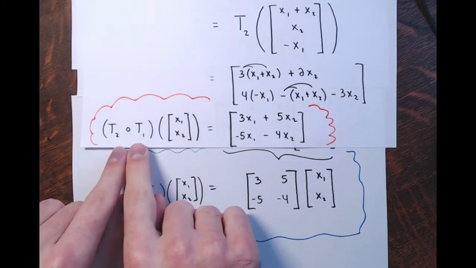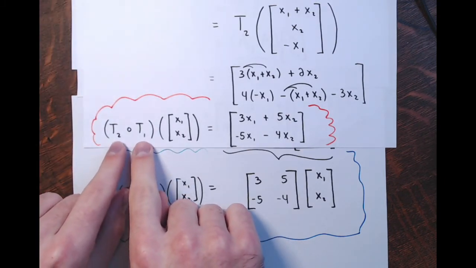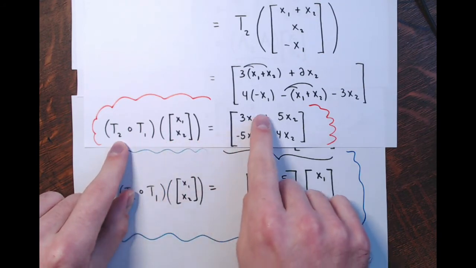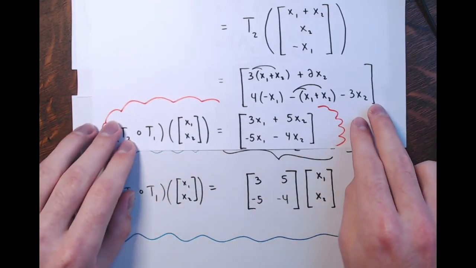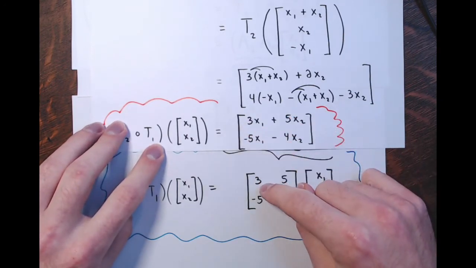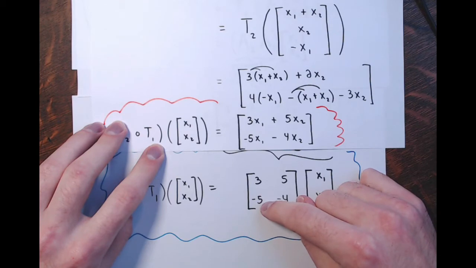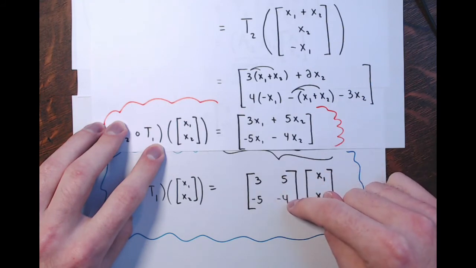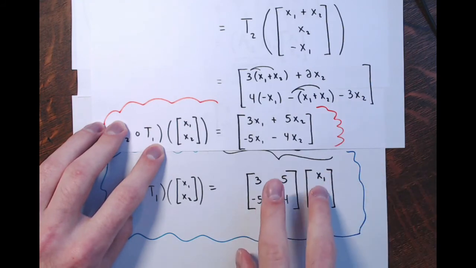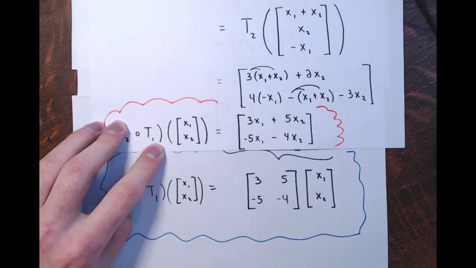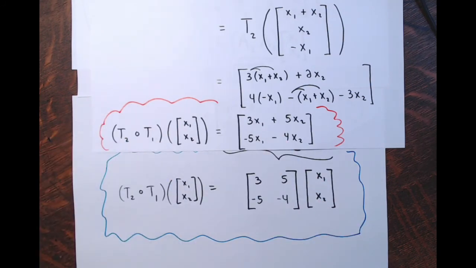Remember this earlier? This is T2, the same T2 and T1. T2 composed with T1 of some input was this. Look at the coefficients. Coefficients of x1: 3, negative 5. That's the first column of my matrix here, 3, negative 5. Second column has the coefficients of x2: 5, negative 4. There they are. So if you were to multiply these two matrices down here, you would get what I got earlier for the result of the composition.